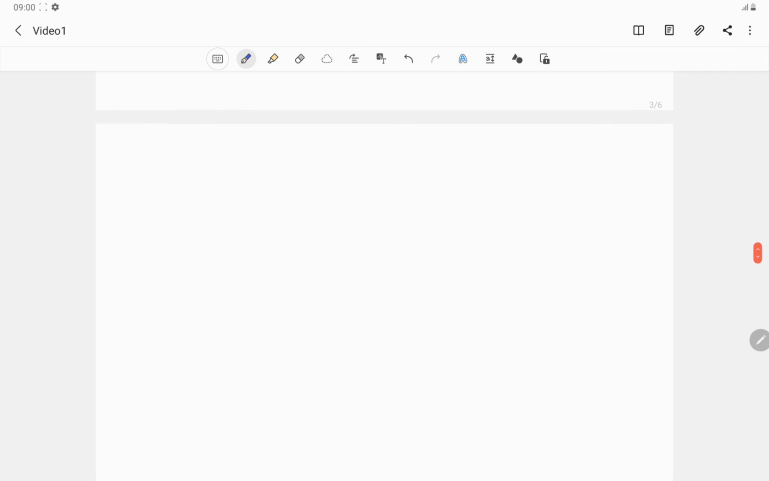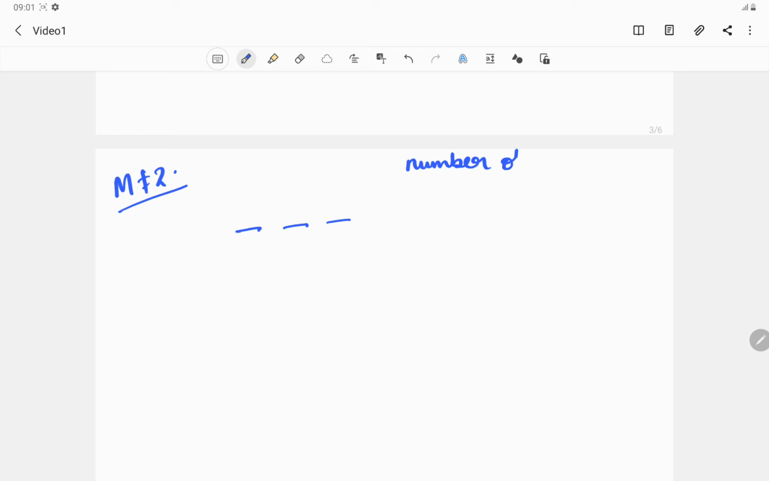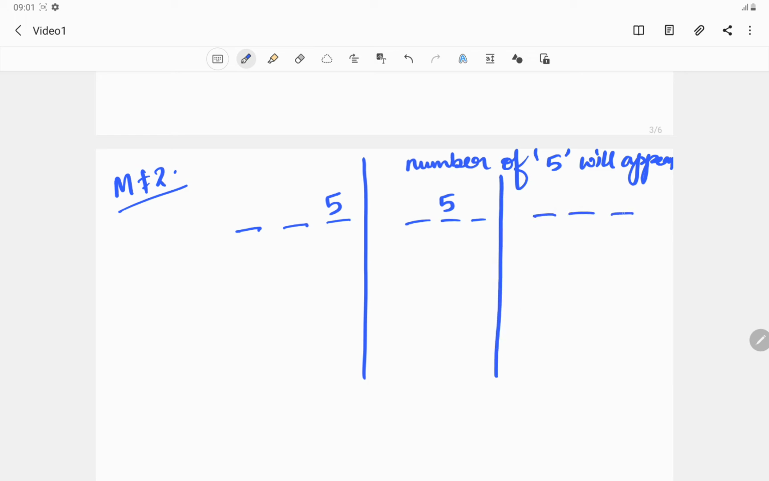So there is another method to solve this question. If you are good at permutation and combination, you can use this method. So we are looking for the number of times 5 will appear. So I am putting 5 over here. There will be cases where 5 is appearing in the units place, cases where 5 is appearing in the tens place, and cases where 5 is appearing in the hundreds place. Now let us solve this case. When 5 is appearing here, I can put any digit from 0 to 9. So I have 10 options.